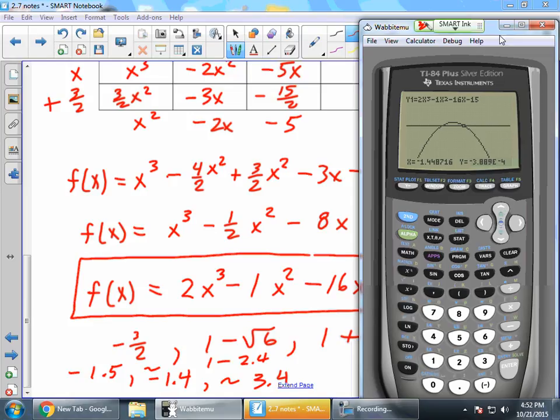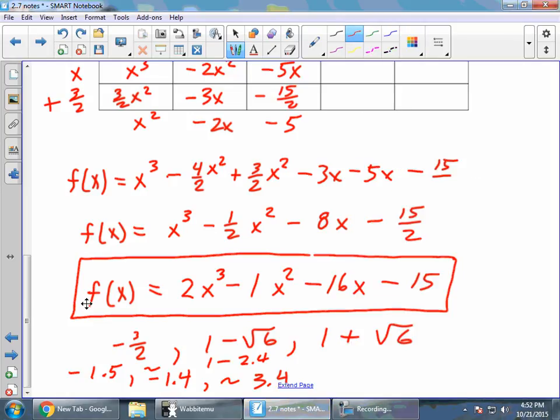So our check works. We wrote an equation, f of x equals 2x cubed minus 1x squared minus 16x minus 15. And this equation has roots at negative 3/2, at 1 minus root 6, and at 1 plus root 6. So that was very useful.